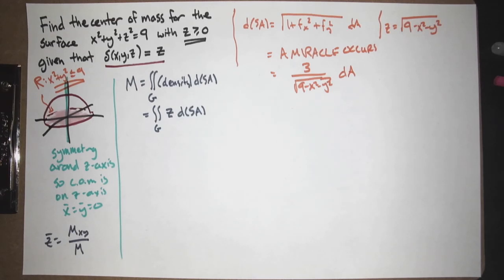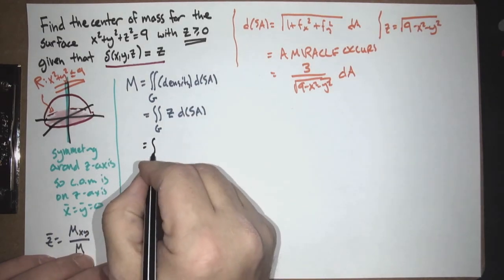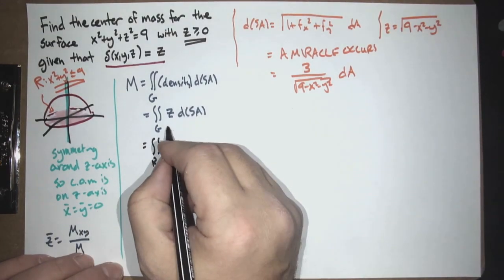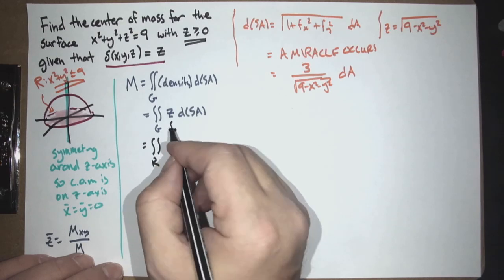Let me just double check that I'm not crazy. This is what my problem... I'm always paranoid about things. Checking the notes. Yep, that's good. All right, so let's work out the integral. Okay, so this is the integral over our region R. What will z become?